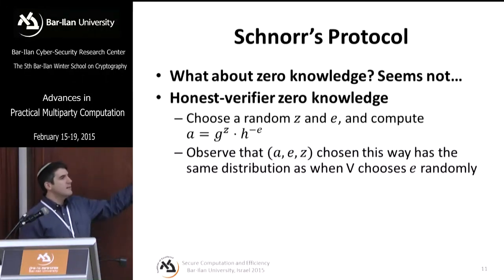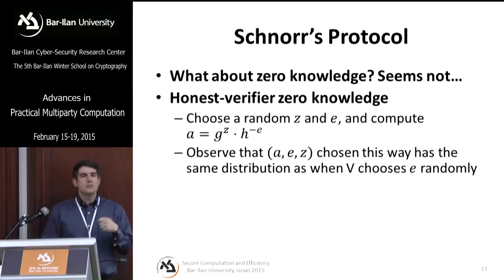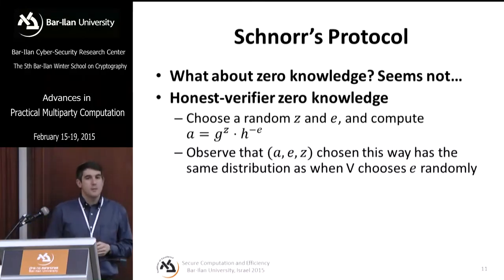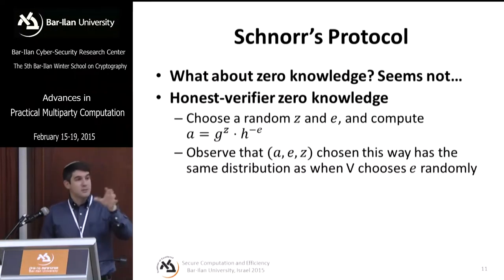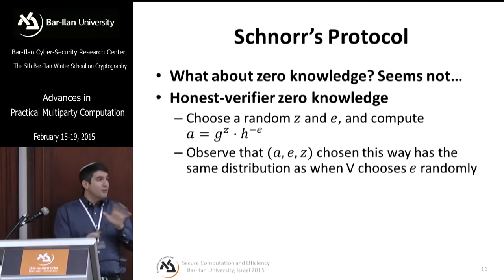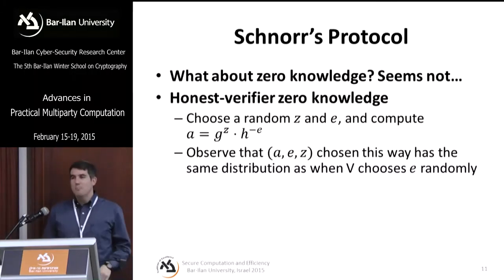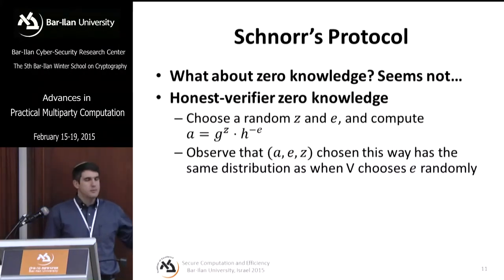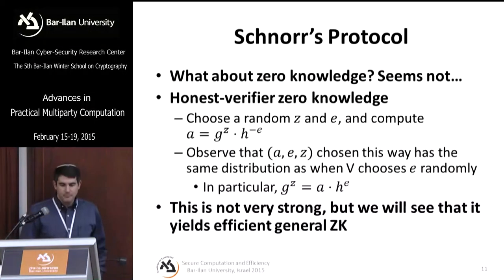Whereas in zero knowledge, I'm allowed to have this trick where I can actually choose E and Z and afterwards compute A. Now, honest verifier zero knowledge is not that helpful because we don't like semi-honest so much. In the semi-honest world, all we need is one of the parties to say to the other, it's correct, trust me, because I'm not allowed to cheat. That's actually a very good proof. But honest verifier zero knowledge is a tool that we'll use. It's a stepping stone to get full zero knowledge. It will be useful. Don't worry.